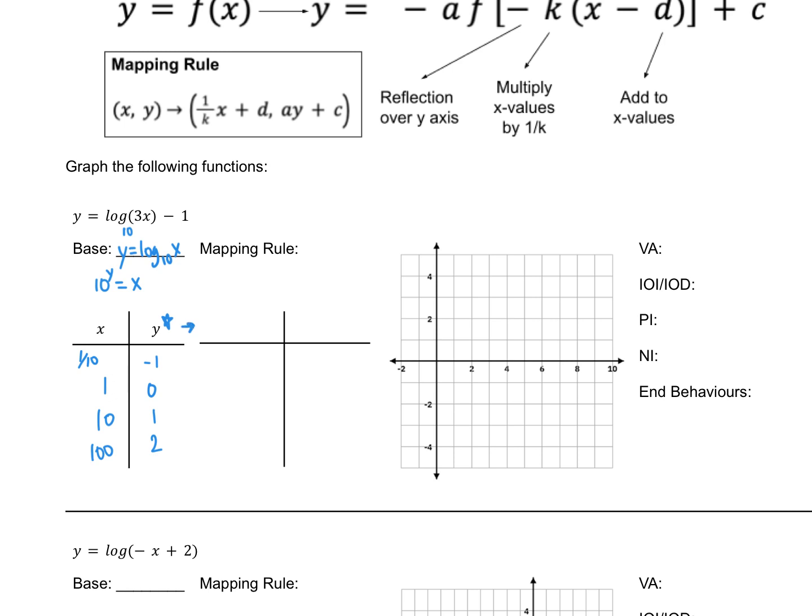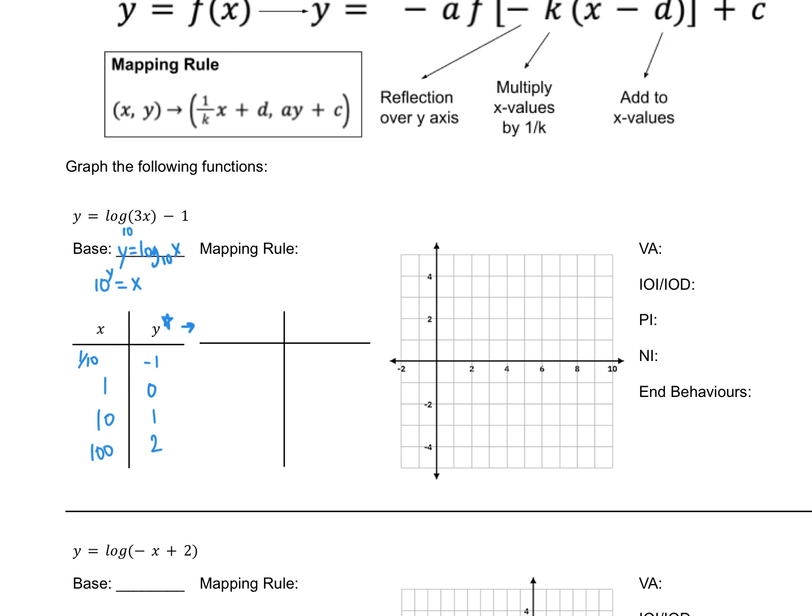Now I'm going to create the mapping rule so I can put all of these base function points into this mini little formula. Now before I do my mapping rule, I do like to think about my transformations. That way I'm not just mindlessly memorizing something. There's no a value here, it's just an invisible one, which isn't going to do anything. My k value is 3, which means I am horizontally compressing by a third. And then I'm going down 1.